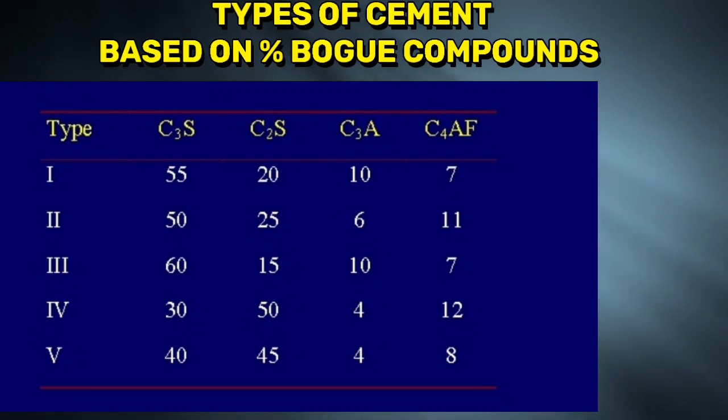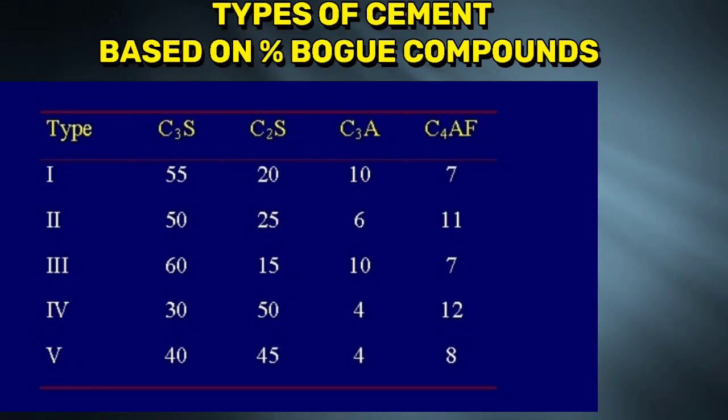And we could also have the various types of cement based on the percentages of the various constituents in the cement, such as the C3S, C2S, C3A, and all of that. So based on that, you could see from this table the different types of cement. We have type 1, type 2. Type 1 are general purpose cement. Type 2 are moderately sulfate resistant cement. We have type 3, high early strength, type 4 are low heat of hydration cement, and type 5 are high sulfate resistant cement.